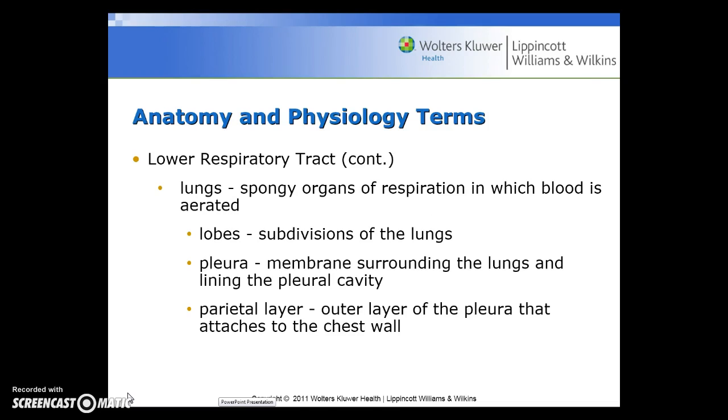Additionally, the lower respiratory tract includes the lungs, or the spongy organs of respiration in which blood is aerated, the lobes, which are the subdivisions of the lungs. The pleura, which is the membrane surrounding the lungs and lining the pleural cavity. The parietal layer, which is the outer layer of the pleura that attaches to the chest wall.